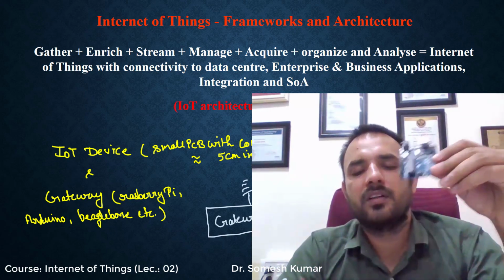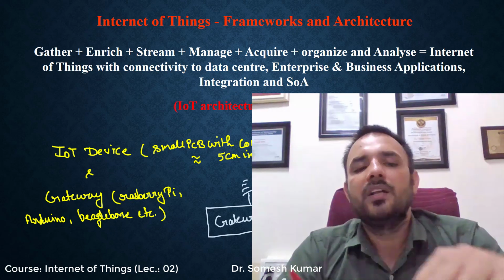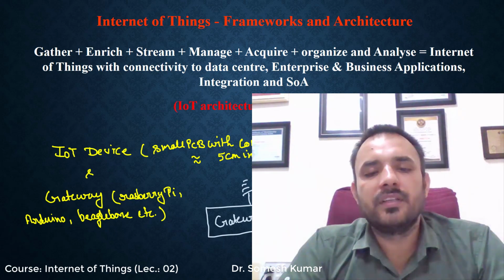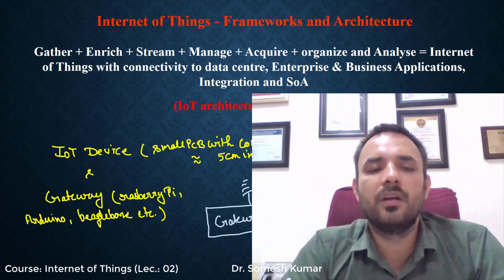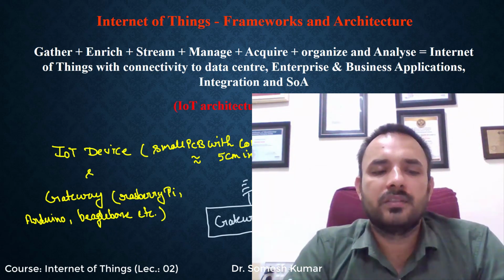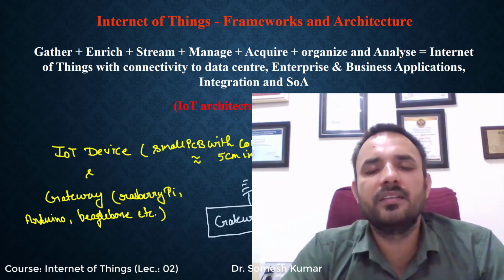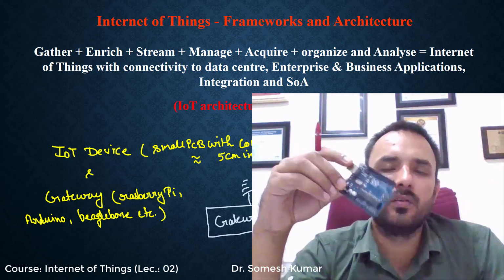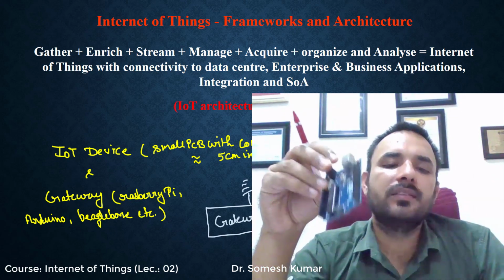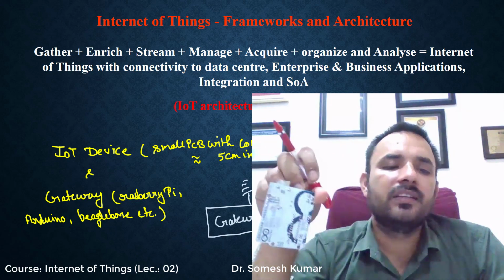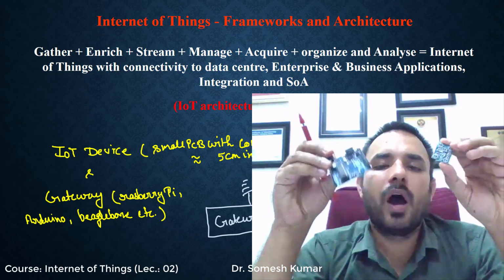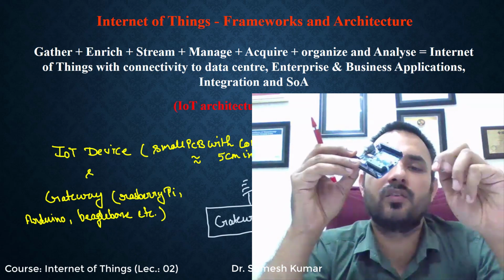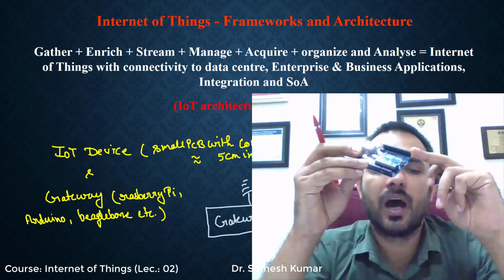Now, what is this? This is your gateway. Examples of a gateway are various boards, such as Raspberry Pi, Arduino Uno, BeagleBone, etc. These are your gateways. Basically, this is your Arduino Uno board. Fine. This is larger in size compared to the IoT devices. Now, how can these IoT devices communicate with this Arduino Uno?